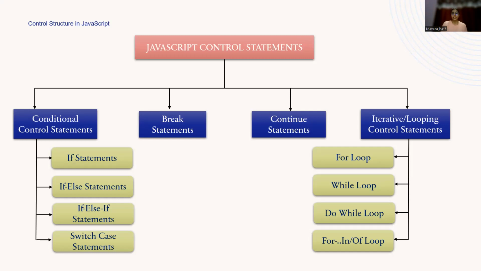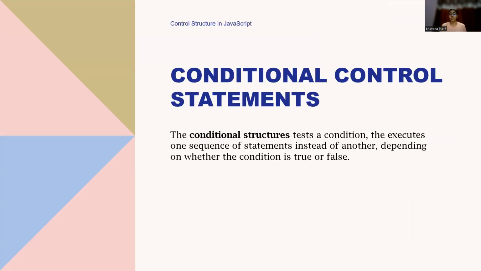So first one is conditional control statements. What is conditional control statements? This statement is used when you want to perform different actions for different decisions. So these actions are based on true or false. Means if your condition is true, then the statements get executed, and if your condition is false, then the statements do not get executed and we come out of the statements. As we saw in previous slides, we have different types of conditional statements. So let's move on one by one.